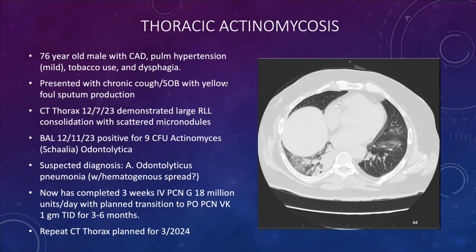The patient was recently seen in our clinic after completing 3 weeks of aqueous penicillin G, 18 million units a day, and should have been transitioned to PO penicillin VK for an anticipated duration of 1 gram TID for 3 to 6 months. It's going to be re-imaged in March to see if this is resolved. So think about thoracic actinomyces as a cause of chronic pneumonia not getting better, or maybe you're suspecting lung cancer and it's really actinomycosis.